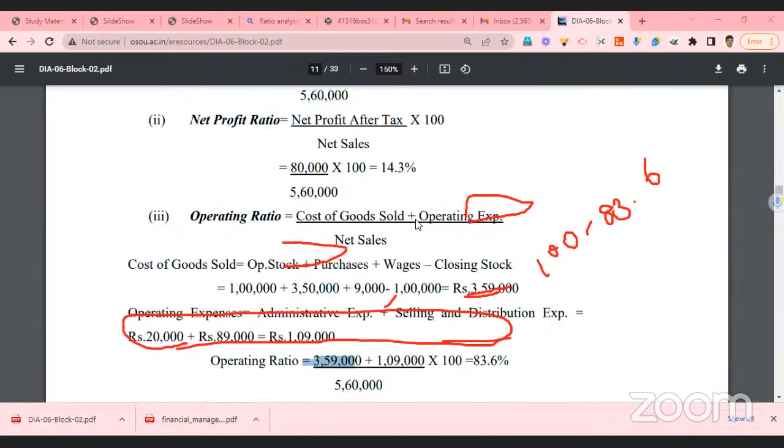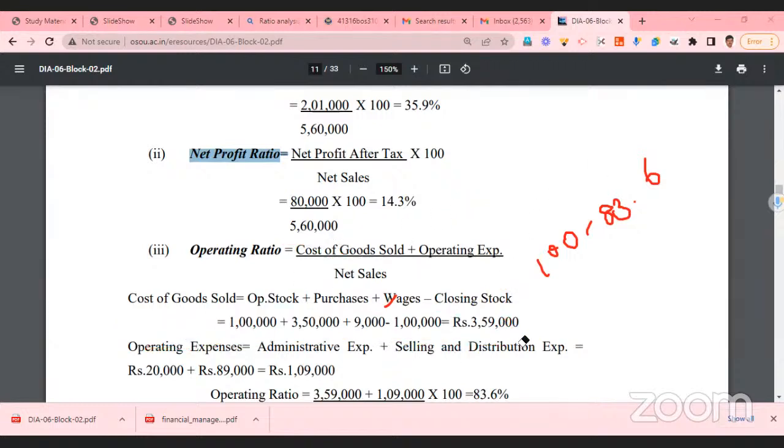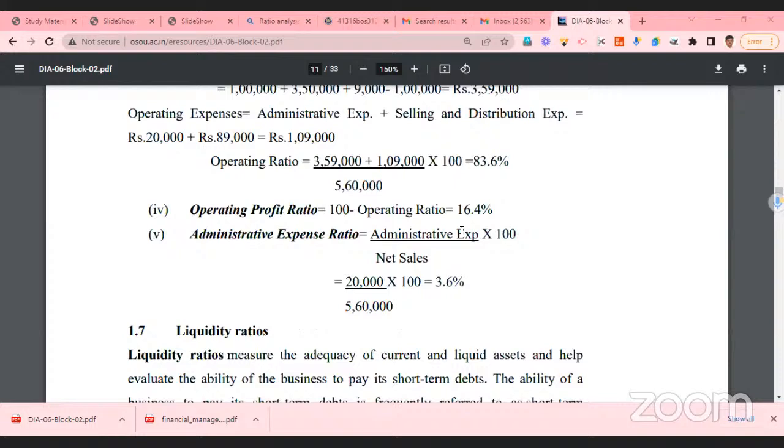When you calculate the net profit ratio, you included both non-operating profits and non-operating expenses. But when you calculate the operating ratio, you considered only the operating expenses and operating profits. Am I clear? The last one is the administrative expenses ratio.